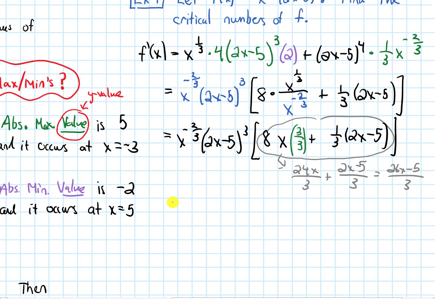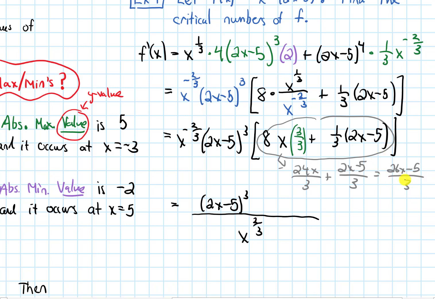All right, so overall, what we now have, I can start to write this as one fraction. So the 2x minus 5 cubed, I will write that where it is. This x to the negative 2/3, I'm going to bring it to the denominator. So it becomes x to the positive 2/3.